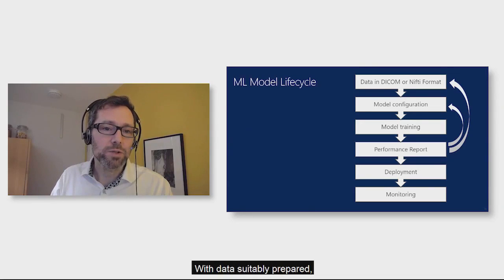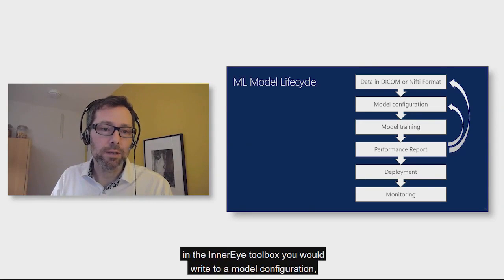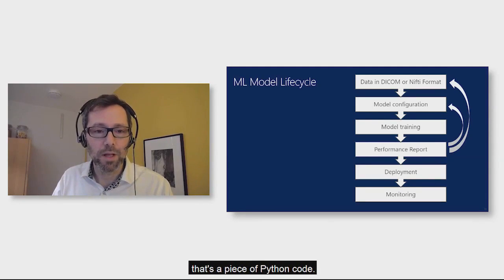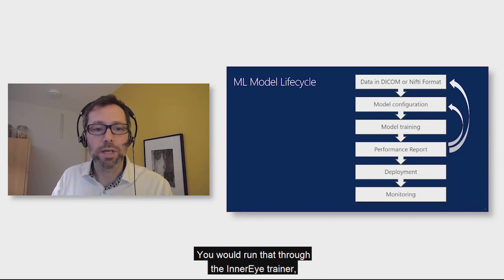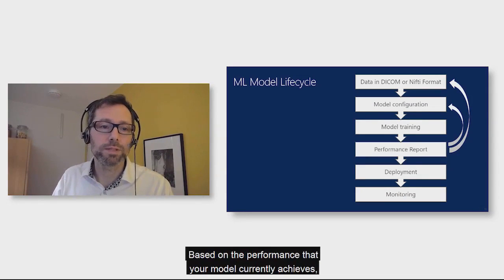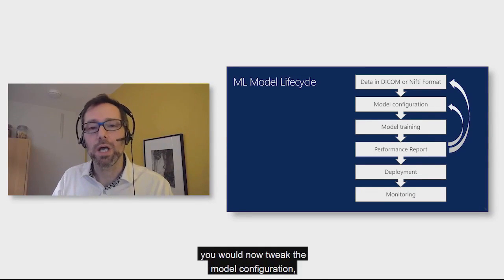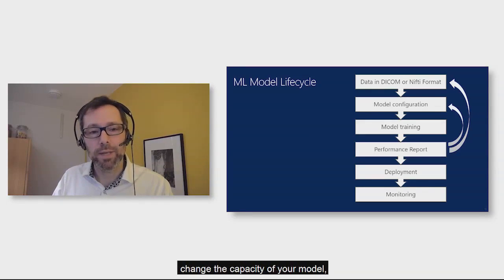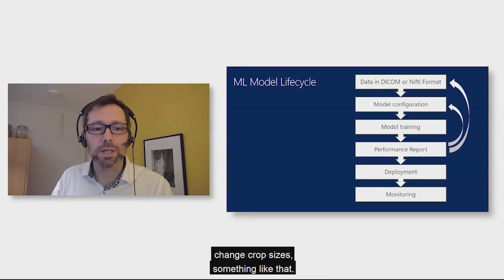With data suitably prepared, you would now, in the InnerEye toolbox, write a model configuration. That's a piece of Python code. You would run that through the InnerEye trainer. You would get a performance report. You would inspect that, and based on the performance that your model currently achieves, you would now tweak the model configuration, change, for example, the capacity of your model, change crop sizes, something like that.